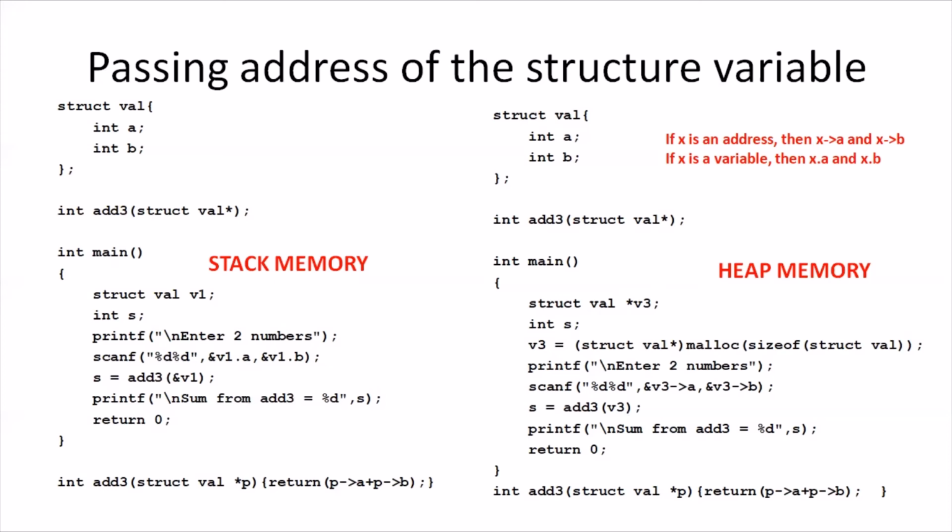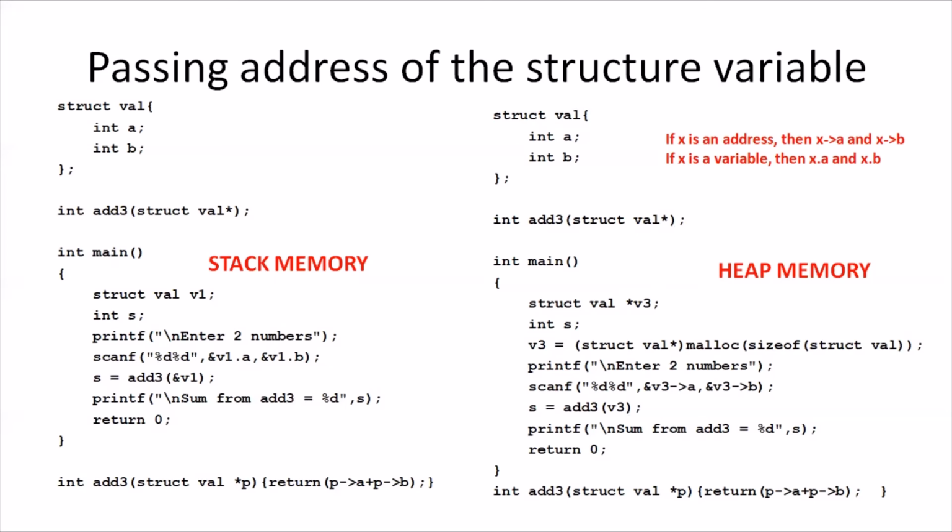In this case, variable v1 is in the stack memory because we haven't used malloc to allocate memory to v1. In the second case, see that we have declared a variable v3 which is of type struct val star. This means v3 is basically a pointer type of variable which is a pointer to a structure val. Next, we assign memory to v3 from the heap using the malloc function by writing the statement v3 equal to struct val star malloc size of struct val. This means that the variable v3 is located in the stack memory, but actually the member variables, that is a and b, which are associated with the variable v3 are located in the heap memory.